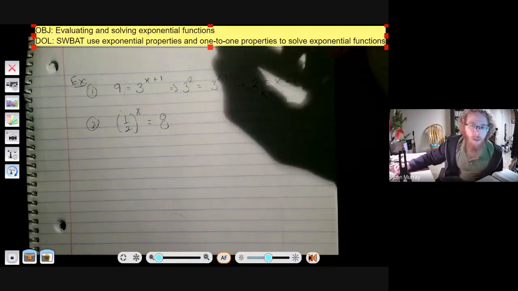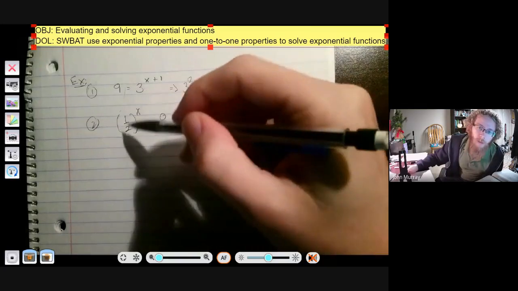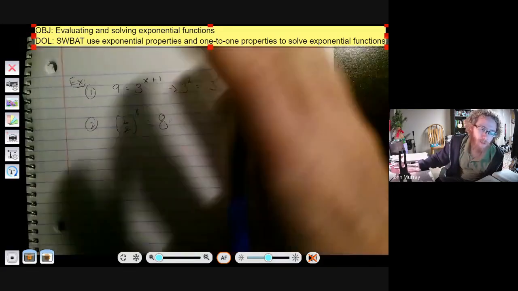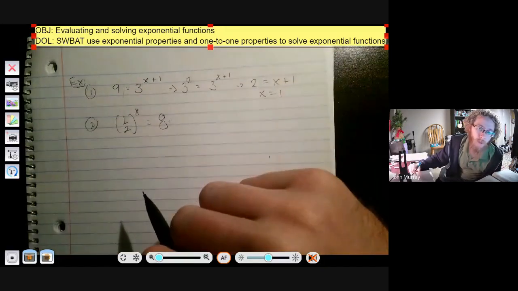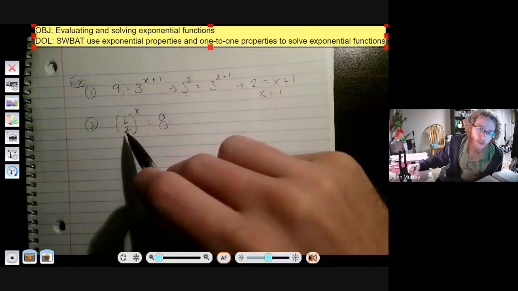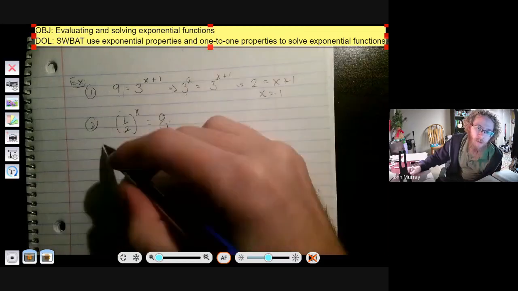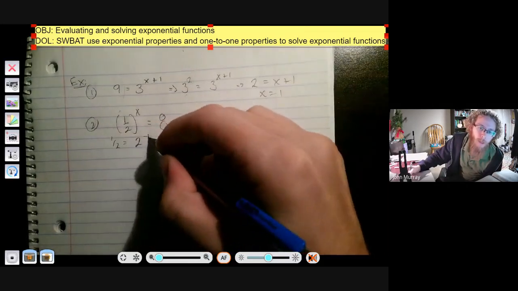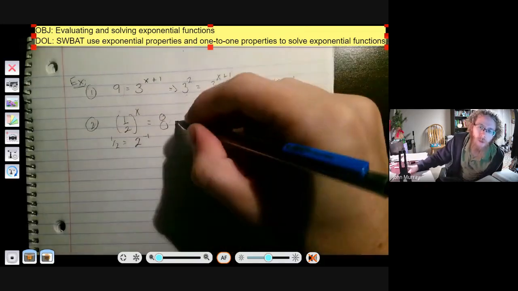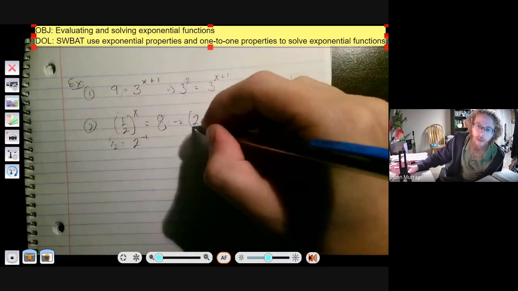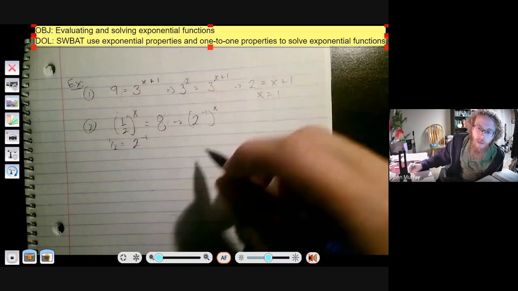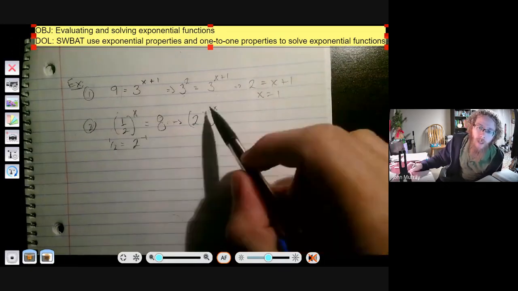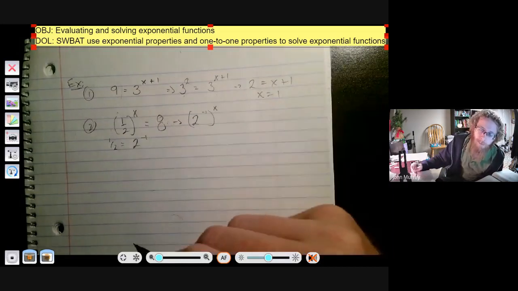So this part, I don't like to deal with fractions, and I don't want to get the 8 to be a fraction. That's too much going on. So here we can use our negative property. 1 over 2 is the same as 2 to the negative first. So I'm going to change 1/2 to 2 to the negative first, and I still have that exponent x.